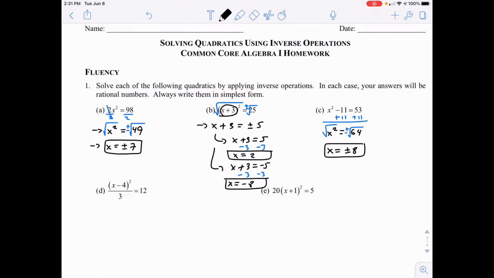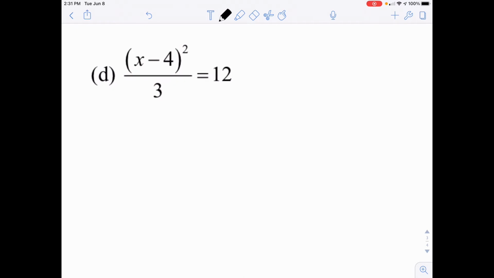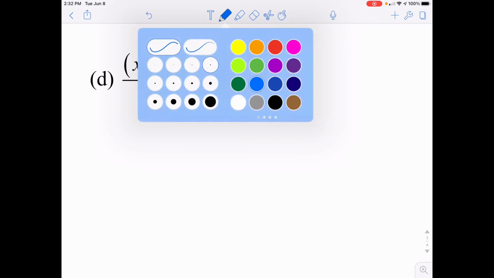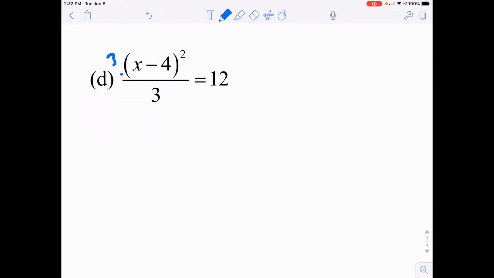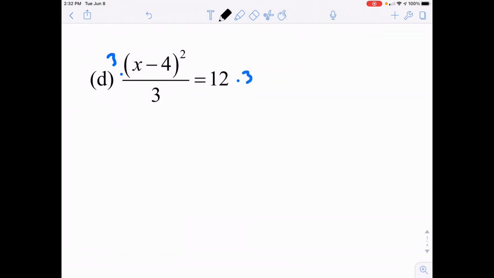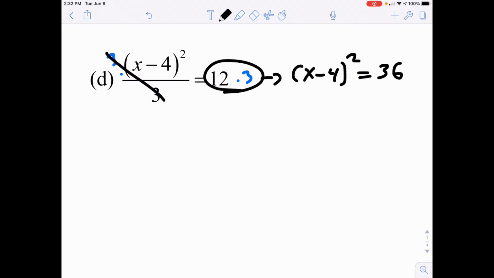Letter D. In order to get x by itself, we have to get rid of the 3, the 4, and the squared. Let's start with the 3. To get rid of the 3, you're going to start by multiplying both sides by 3, and then rewrite the equation. This becomes x minus 4 quantity squared equals 3 times 12, or 36.